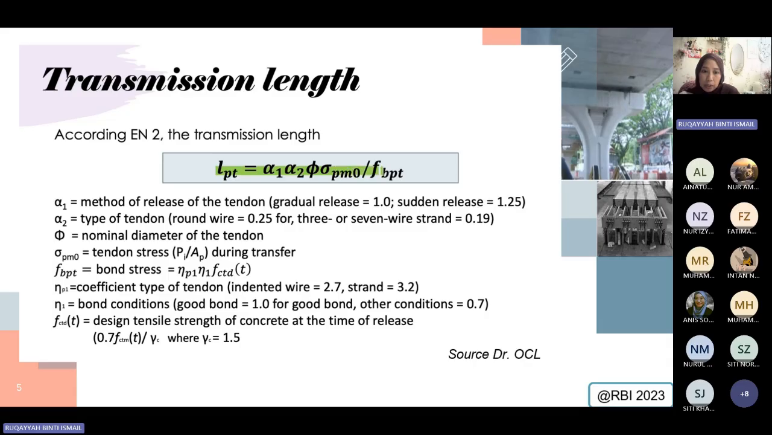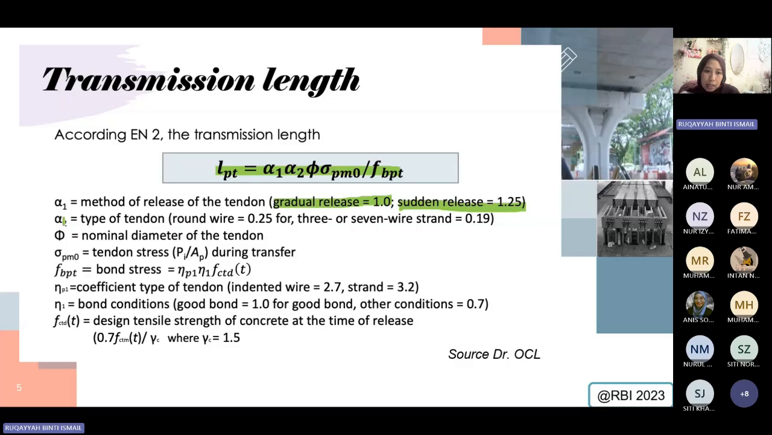Okay, so this formulation is whereby you have alpha 1 multiply with alpha 2 multiply with phi, multiply with stress PM naught divided by your bond stress, which is fBPT. So alpha 1 really depends on the method you release the tendon. If it's a gradual release, you can take it as 1.0. If it's a sudden release, you can take it as 1.25.